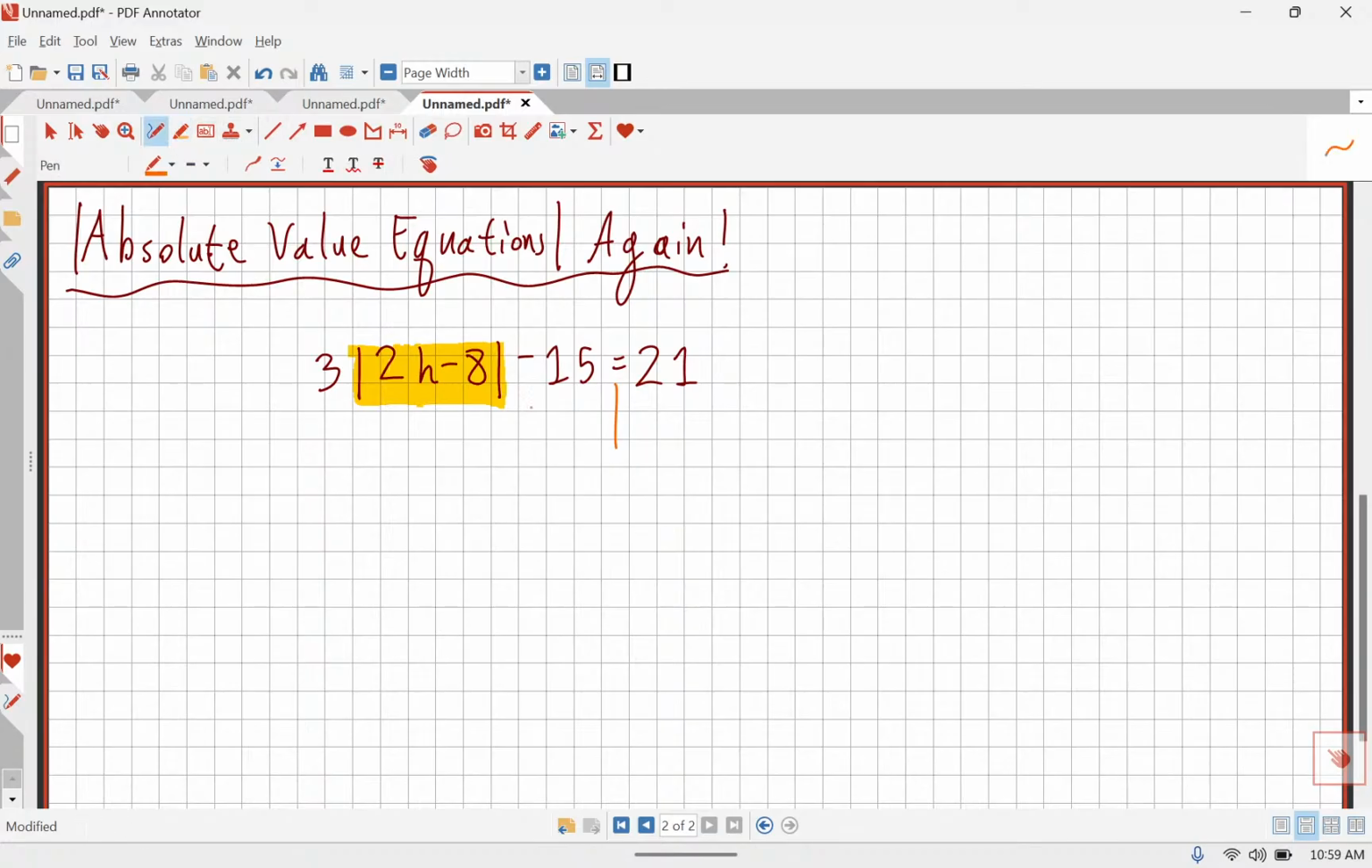And to do that, you could add 15 to both sides. Since this is outside of the absolute values, I can just get rid of it. It's fine. I can put that together. And that gives me 3 absolute values of 2h minus 8 is equal to, is that 36? Thank you. Keep it going, Annika. What's your next step? That gives us the absolute value of 2h minus 8 equals 12.